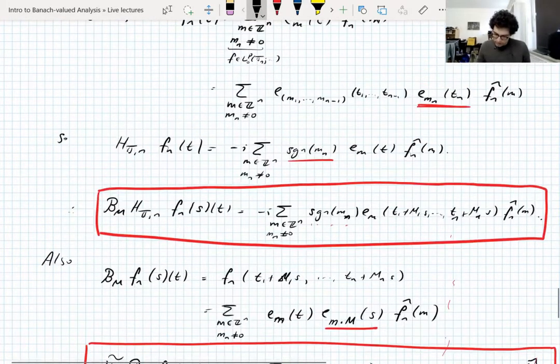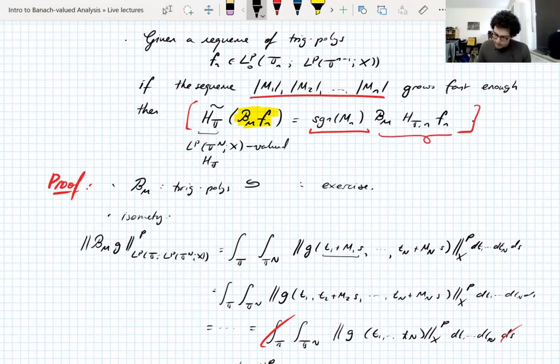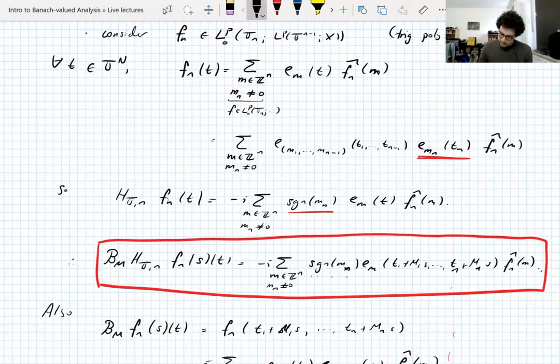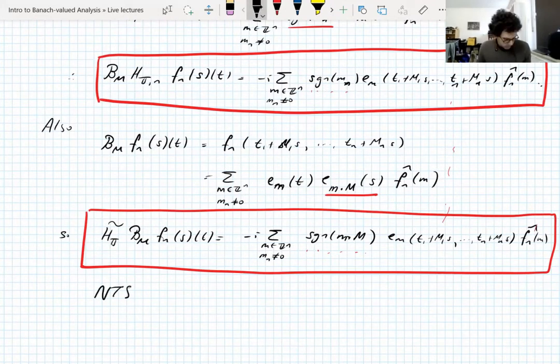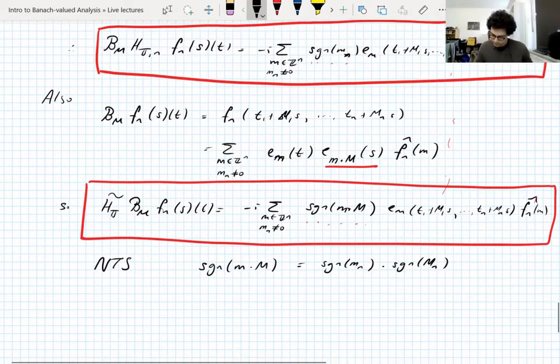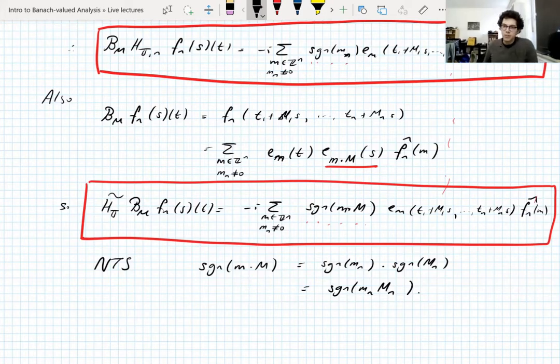And what we want to show, if you remember, is that the Borgann map applied to the Hilbert transform times the sine of capital M sub n is equal to the Hilbert transform of the Borgann map. So what we need to show is that the sine of M dot capital M is equal to the sine of M sub n times the sine of capital M sub n. That's what we want to show in the end. And the sine function is multiplicative. So this is the sine of M_n times capital M_n. That's what we need to show to make this identity hold.